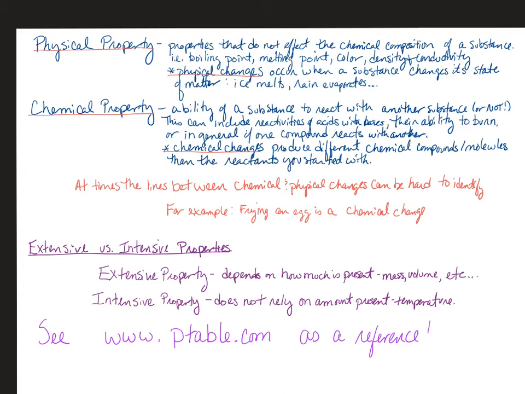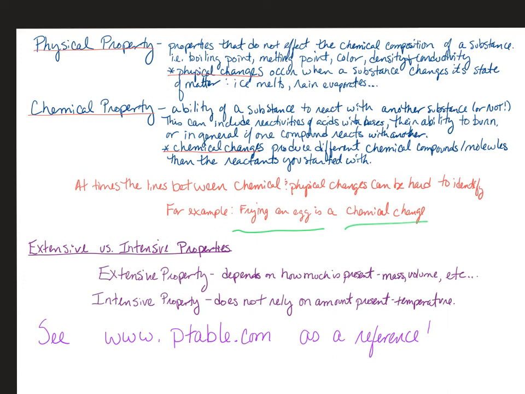Sometimes the lines between chemical and physical changes can be really hard to identify. For example, frying an egg is a chemical change because you're actually changing the chemistry by adding heat to the egg. That's the reason why it's not so bad for you when you do that, okay?